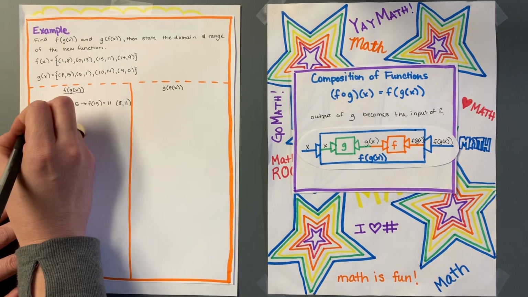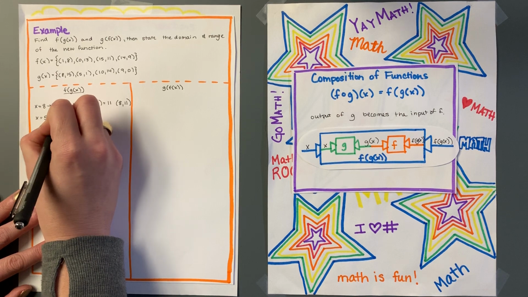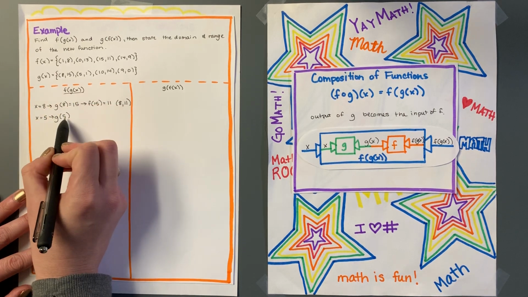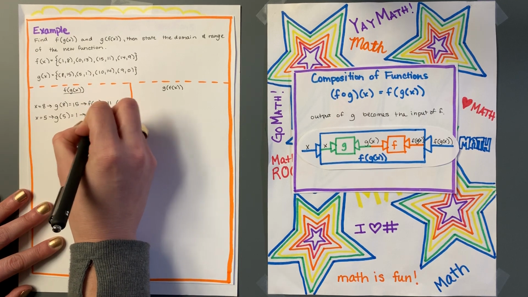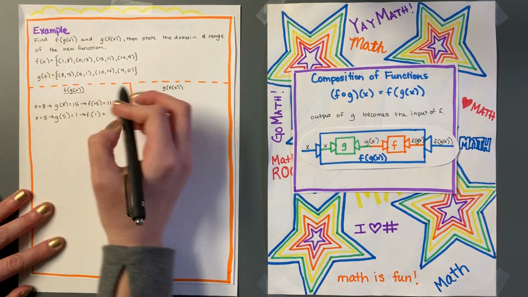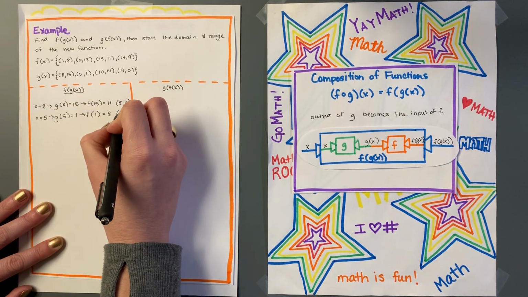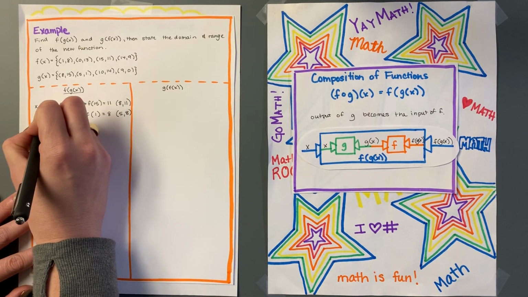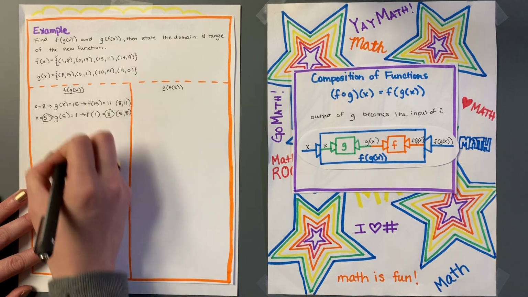I'm now going to take an x value of 5 and enter it into the g function. So if 5 goes into the g function, 1 comes out of the g function. 1 will go into the f function, and if 1 goes into the f function, 8 comes out of the f function, giving me an ordered pair 5, 8. So I start with what entered the function and end with what exited the final function.